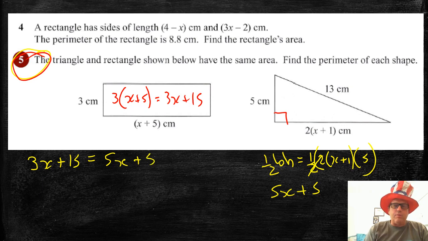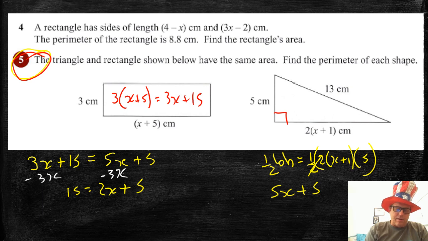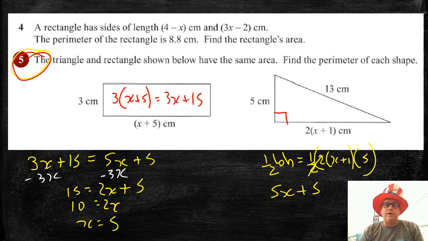So we need to simplify. What are we going to do? I have x's on two sides. We need to get them together. We move the smaller one. So I'm going to take away 3x. So what does that leave me? 15 equals 2x plus 5. I'm going to take away 5. So 10 equals 2x. X equals 5. There we go. That's the answer, right? We're done? No, we're not done. The question says find the perimeter of each shape. We haven't come close to that yet. All we've done is found x.